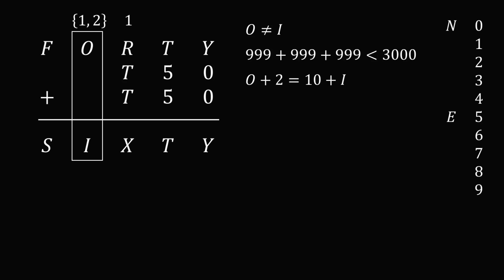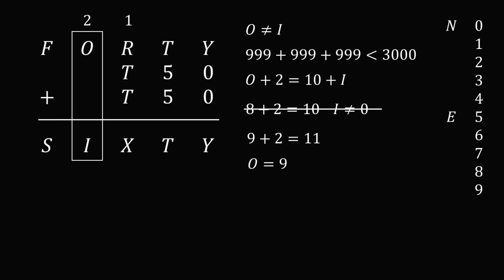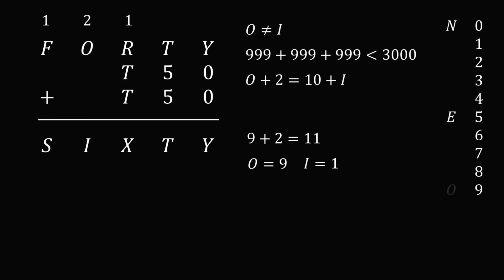So we must have a carryover of 2. Now, if we have a carryover of 2, we could have 8 plus 2 is equal to 10, but that's another problem. We can't have I is equal to 0. So it must be that we have 9 plus 2 is equal to 11. That would mean that O is equal to 9 and I is equal to 1. So we solve for 2 more digits and this carryover. We also know there's a carryover of 1 to the very last column. So let's mark down that we have O is equal to 9 and I is equal to 1, and let's substitute that into the sum.